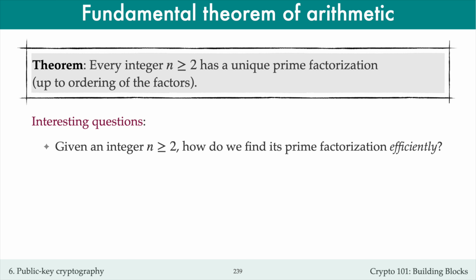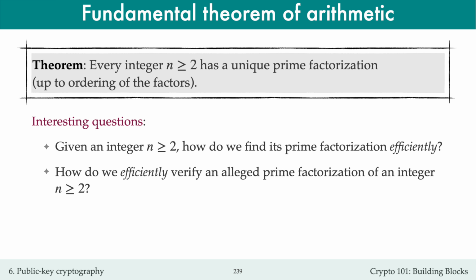This algorithm clearly isn't fast. So the interesting question is, can we find the prime factorization of n efficiently? A related question is the following. How do we efficiently verify an alleged prime factorization of n? So, suppose that you give me a number n, and I give you back its prime factorization. How do you efficiently determine whether I gave you the correct prime factorization?